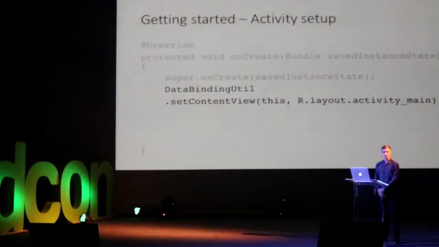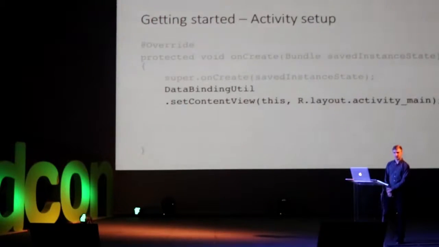The third thing you need to do is change the way you set up your activities. Usually you would use setContentView, but you need to change that with DataBindingUtil.setContentView. The DataBindingUtil class is a class that's available to you through the data binding framework. And then you just reference the activity and the ID of the view that you want to use, as you usually do. And this will initialize the layout. So as soon as you do this, your activity will work.